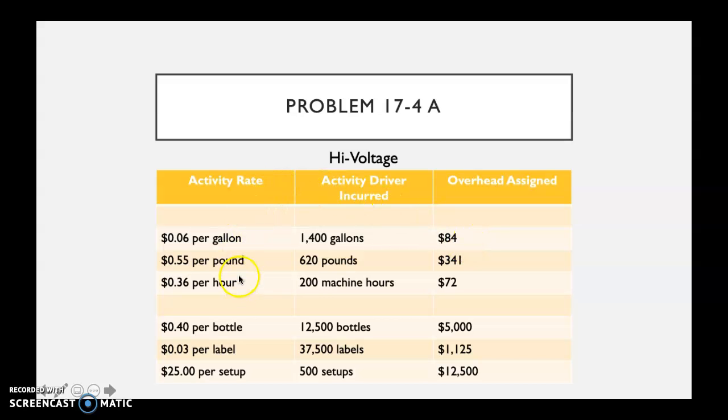We're going to do the same thing for the rest of the activities. 55 cents per pound for dry materials times 620 pounds of dry material used is going to give us $341 in overhead assigned costs. Same thing for the machine hours, it's going to be $72. For the bottles, $5,000. Labels, $1,125. And then the setup is going to be $12,500. So we calculated the 6 assigned overhead costs.